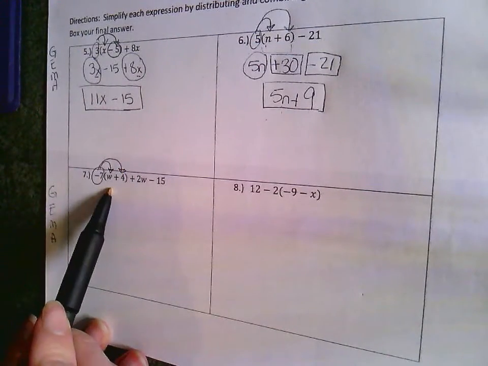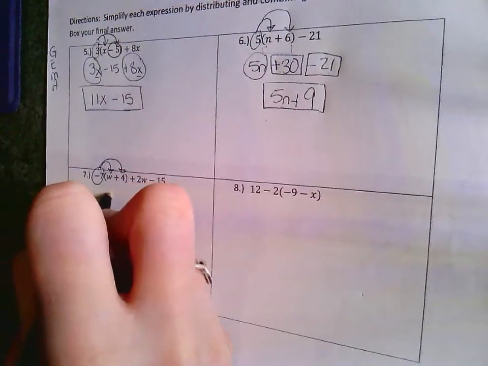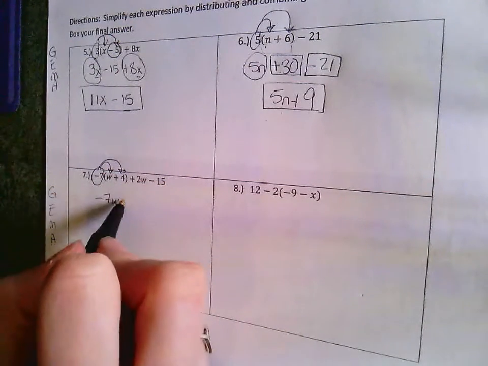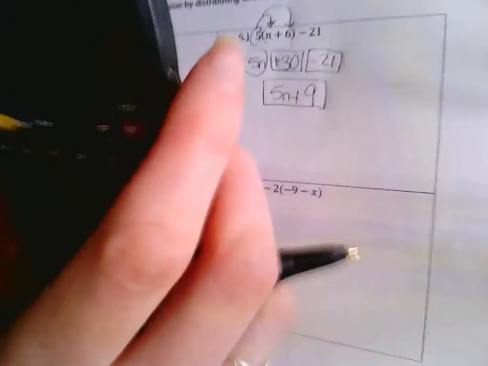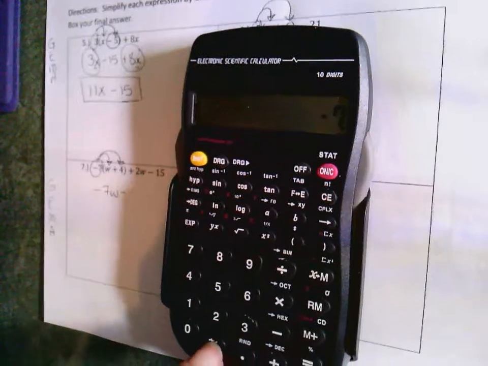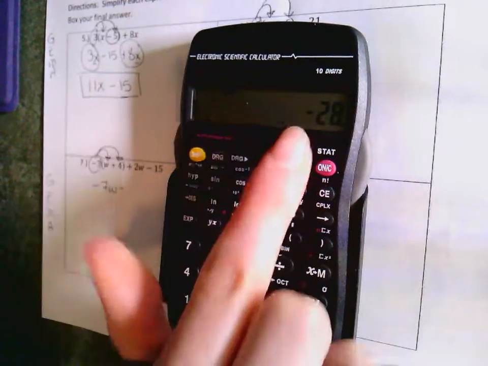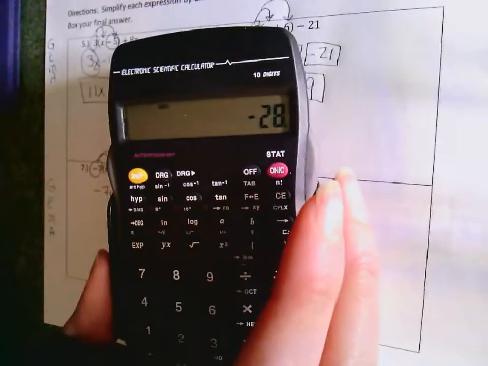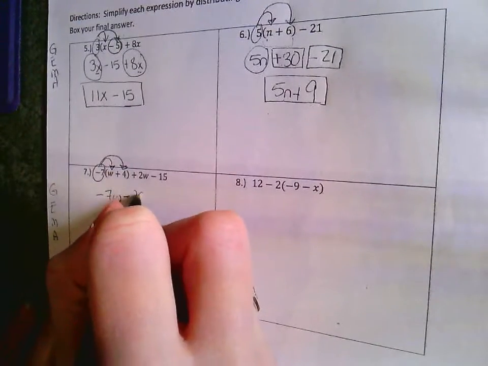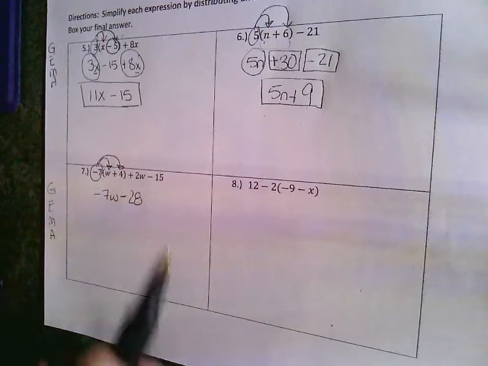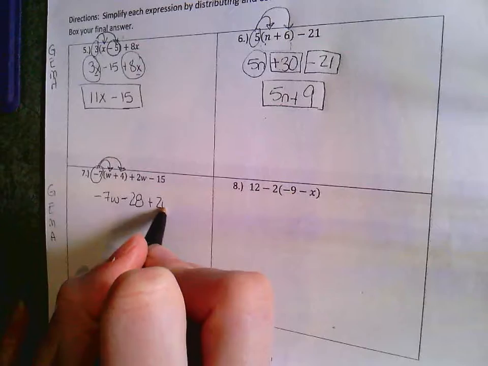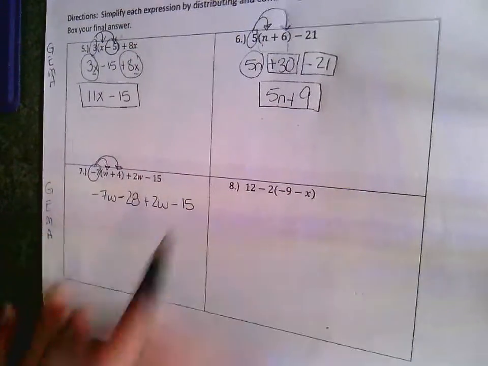What is -7 times w? It's -7w. What is -7 times 4? It is a negative, I believe. Let's double check just in case. So I have -7 times 4, and I get -28. So I'm going to put minus for my 28. Now that I'm done distributing, I'm going to bring down the rest of the numbers. So I have 2w and -15.